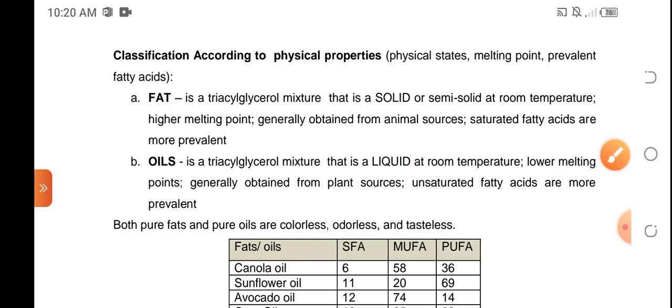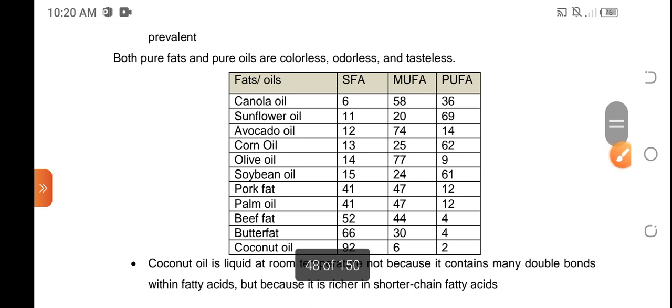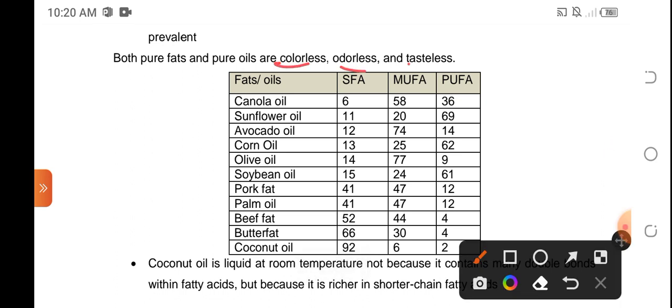Okay? Now, both pure fats and pure oils should be colorless, odorless, and tasteless. Pero bakit merong distinct taste ang isang fat and oil? It's because of the source. Okay? Pero kapag sinabi nating pure fat, they should be colorless, odorless, and tasteless. Now, let's see here. These are the different types of fats and oils.